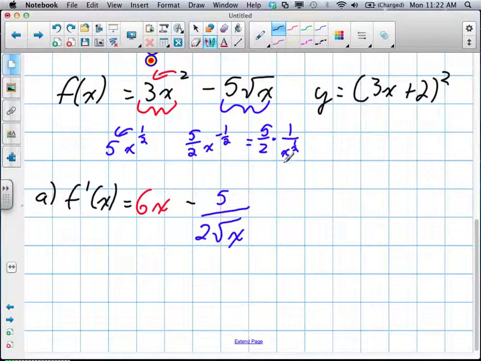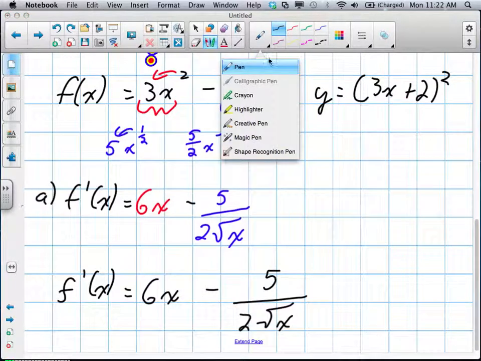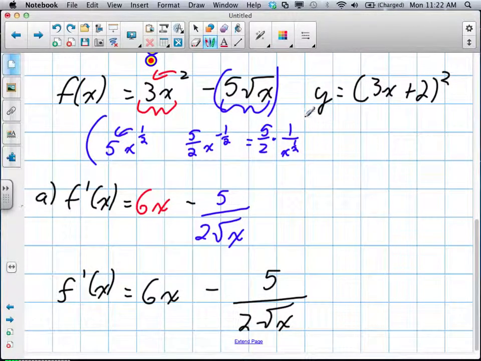So I know I did a lot of steps in between. But f prime x is equal to 6x subtract 5 over 2 root x. Okay? Just make sure you're aware of how to solve this here as a derivative. That's what all these steps were.